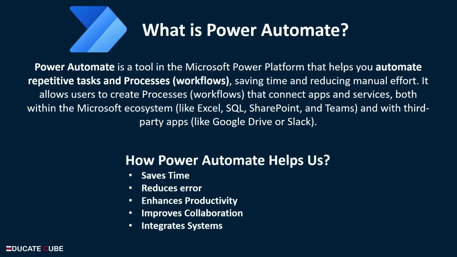So now, how does Power Automate help us? It helps us save time. For example, instead of manually sending email attachments to users, Power Automate can do it automatically. It reduces errors. Automating processes ensures consistency and eliminates the mistakes that can happen with manual work. For example, sending invoices to clients automatically on a specific date.